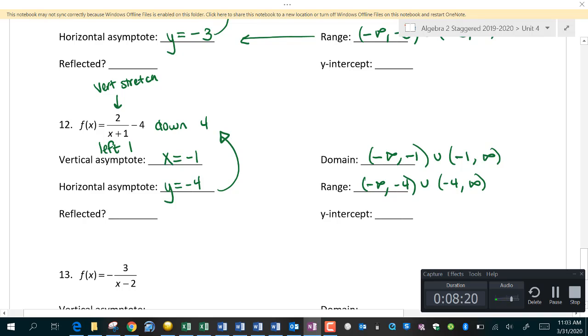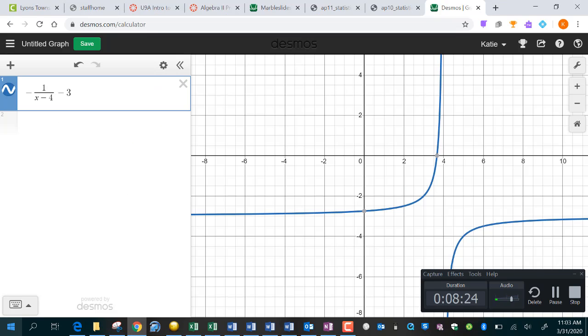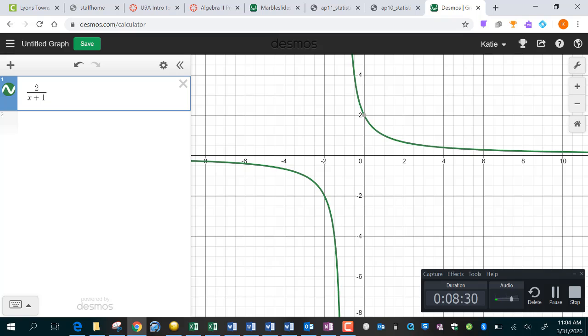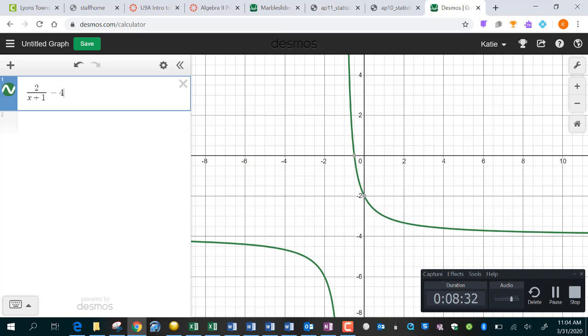And remember, it helps to graph these on Desmos as well. I could always go back into my graph. I'm going to get rid of this function and change this to 2 divided by x plus 1, minus 4. Here I can see that I have that vertical asymptote, or kind of break in my graph, at negative 1. I have that horizontal asymptote at negative 4.